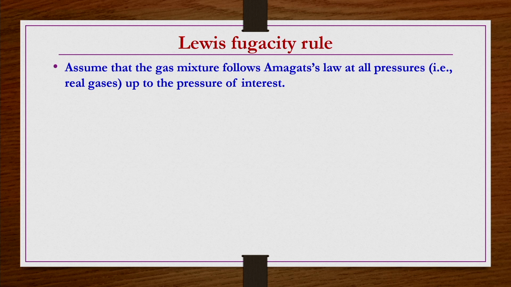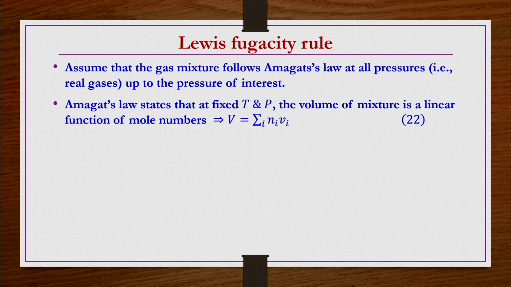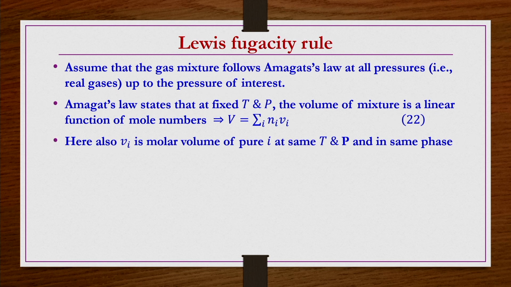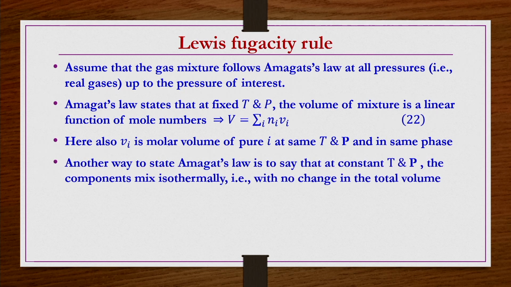If it is an ideal gas, then it is valid only at low pressures, P tends to 0, and then up to the pressure of interest. Avogadro's law states that at fixed temperature and pressure, the volume of the mixture is a linear function of mole numbers, that is, capital V is nothing but Σ Ni small vi. That means, in this case, vi is the molar volume of pure i at the same temperature and pressure, and in the same phase, whichever phase we are taking.